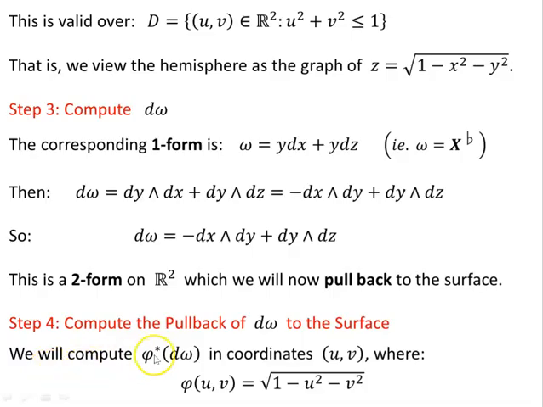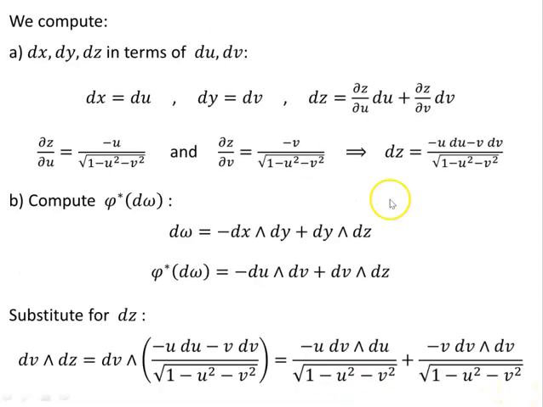So we'll compute phi star d omega in coordinates u, v, where phi of (u, v) is (u, v, the square root of 1 minus u squared minus v squared). All right, so we compute dx, dy, dz in terms of du, dv. Well, dx is du, dy is dv, and dz is partial z partial u times du plus partial z partial v times dv. Calculating that, we get this.